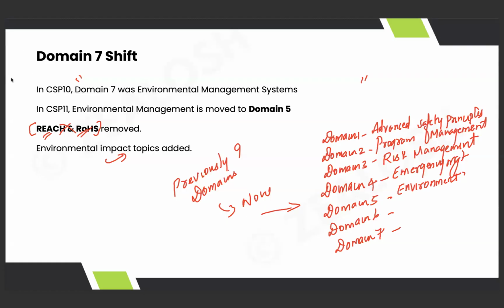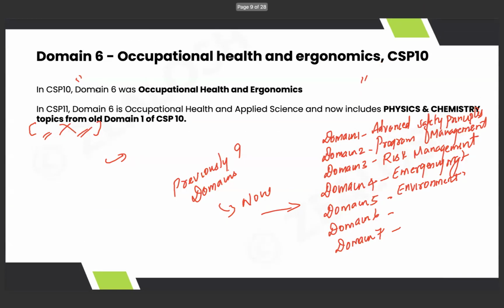So what is domain number 6? Domain number 6 is the same as in the previous blueprint: occupational health and ergonomics. But there is an addition. You remember domain 1 is removed. In domain 1, basic math is removed, but we had chemistry and biology, physics, chemistry, biology. Now that was taken inside this unit. So domain 6 is previous domain 6 plus physics and chemistry taken from domain number 1.